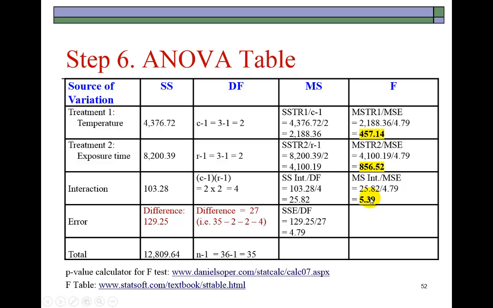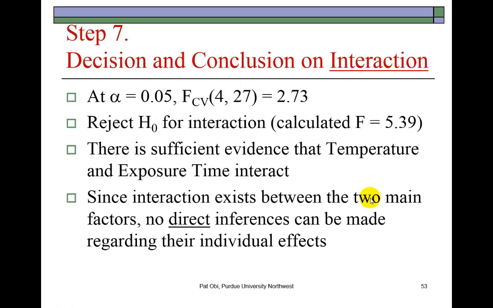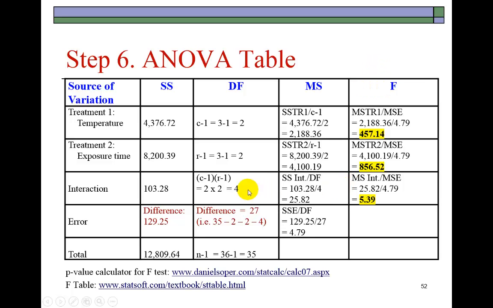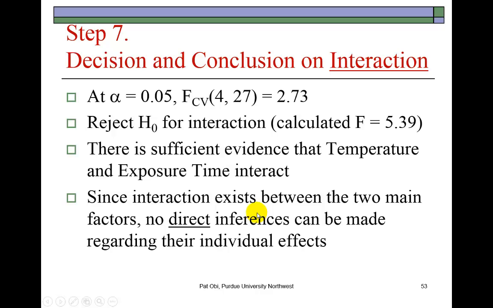So all we got to do is go to the F table and look up the critical value. The critical value for interaction specifically, the degrees of freedom is going to be 4 in the numerator, and of course the denominator is error. It's 27. So 4 and 27. And that's how you get this 4 and 27. So based on this, we find the critical value to be 2.73.